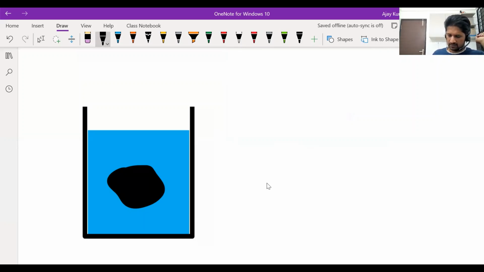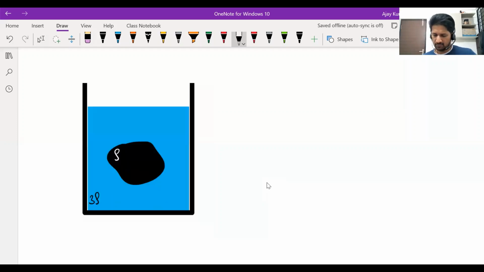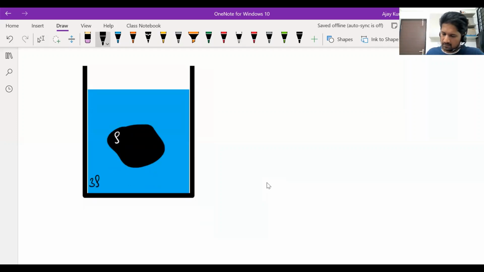So let's say density of liquid is 3 rho. Object density is rho. So the material of the object is less dense than the material of the liquid. You know weight and buoyant force will be acting on it. Non-accelerated liquid, as I said. Assume volume is V. Write these expressions, that's all.